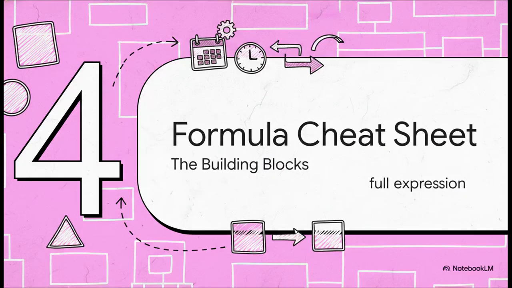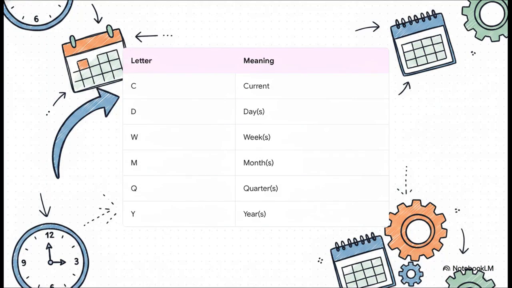Section 4. Your Formula Cheat Sheet. The building blocks. Let's crack open our toolkit and build these from the ground up. What's really interesting here is just how intuitive these core abbreviations are. Business Central keeps it entirely logical. C stands for current. And then you've got your standard calendar units, right? D for days, W for weeks, M for months, Q for quarters, and Y for years. No complex coding languages to memorize here. It's literally just the first letter of the time period you want to control.